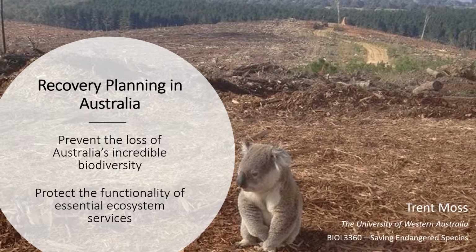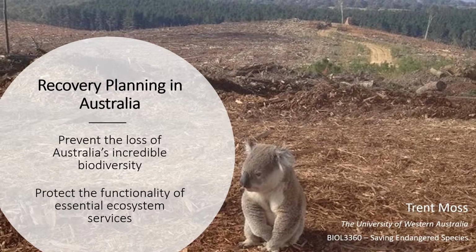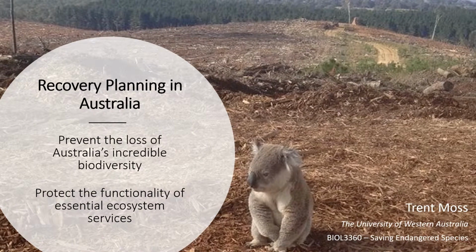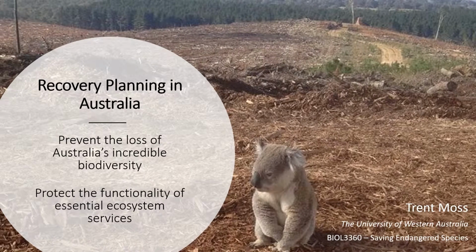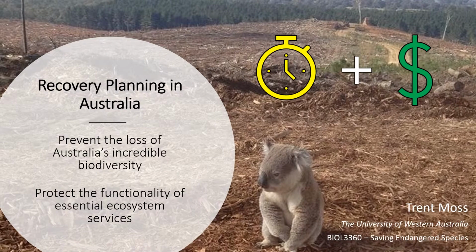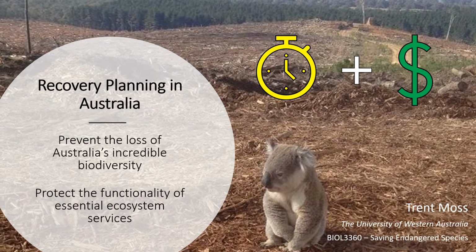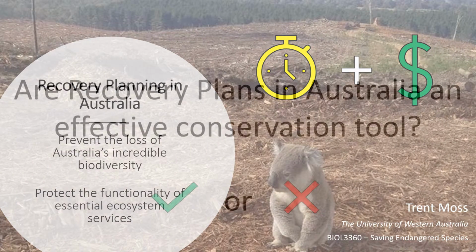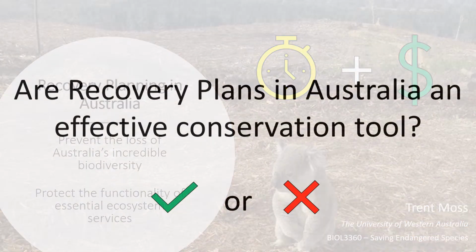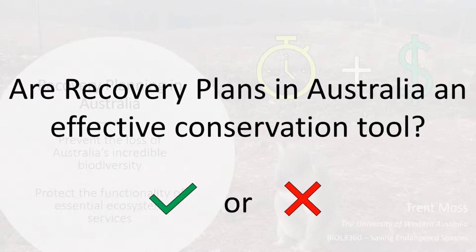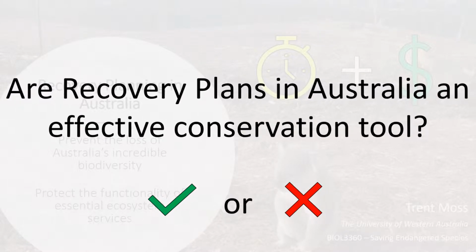Recovery planning is a modern endeavour undertaken by the Australian Government to prevent biodiversity loss and consequentially protect the country's ecosystem services. Despite decades of applied effort and millions of dollars spent on developing this conservation tool, knowledge on the effectiveness of recovery plans is limited. The aim of this video is to provide a critical appraisal of recovery planning in Australia and evaluate its appropriateness as a conservation and management tool.